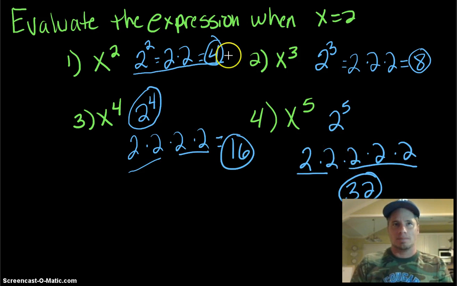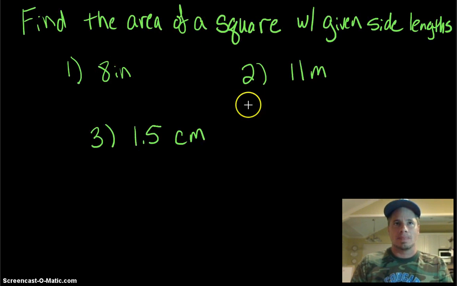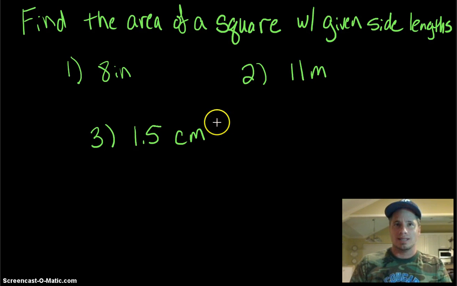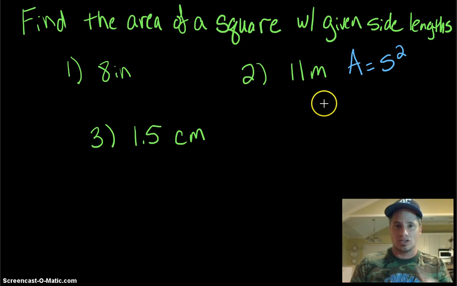Okay, let's look at the next page. Find the area of a square with given side lengths. Okay, one thing about a square, its sides are equal. All 4 sides are equal. If we're finding the area of a square, well, it's like the area of a rectangle. Remember, length times width is the area of the rectangle, but if the side lengths are the same, you have a square, and we just call it side times side, or side squared. So the area is s squared, or one of the side lengths squared.